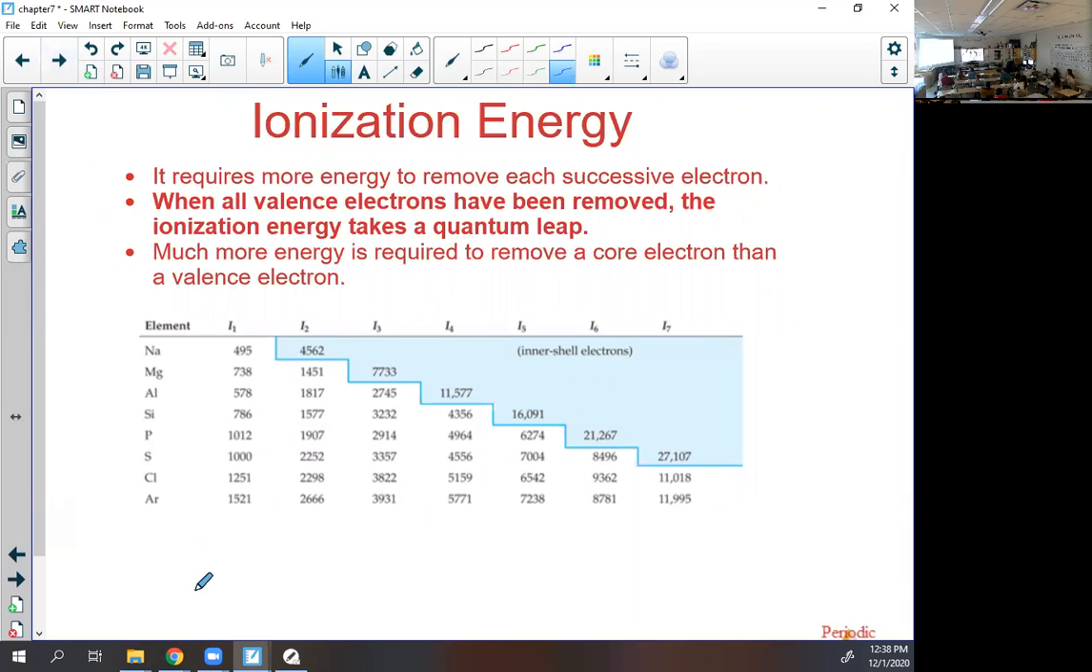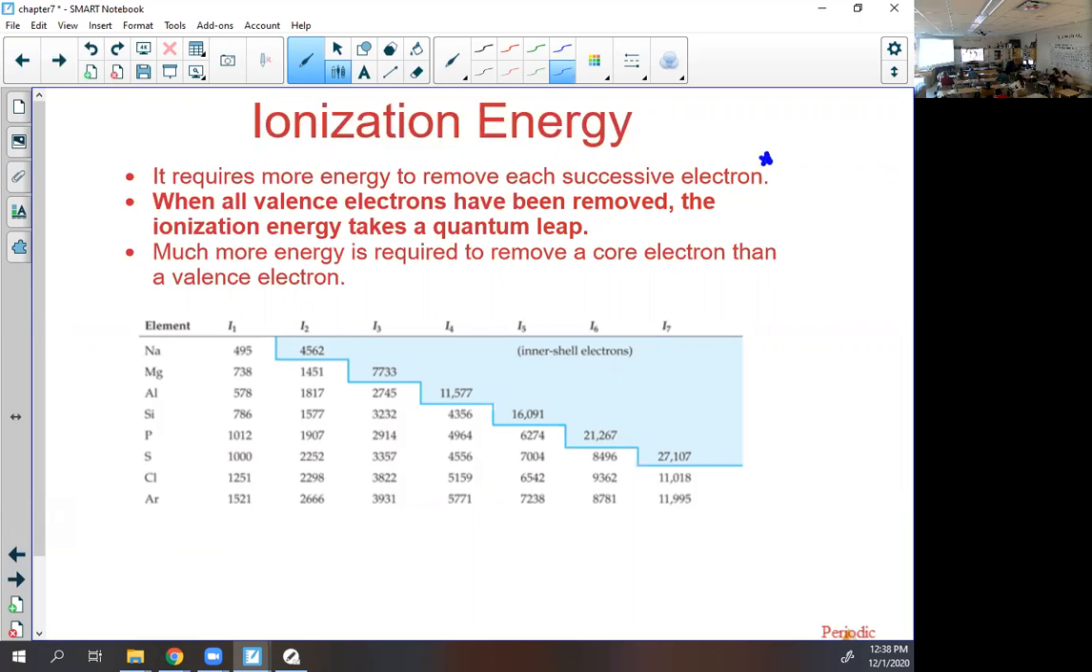Wait, so the second one you would remove would be harder to remove? The second one is always harder to remove because you're removing one from a more positive thing. We'll go over that. It's coming up. It's right here. It requires more energy to remove each successive electron. Now, there are exceptions we'll talk about in a minute.